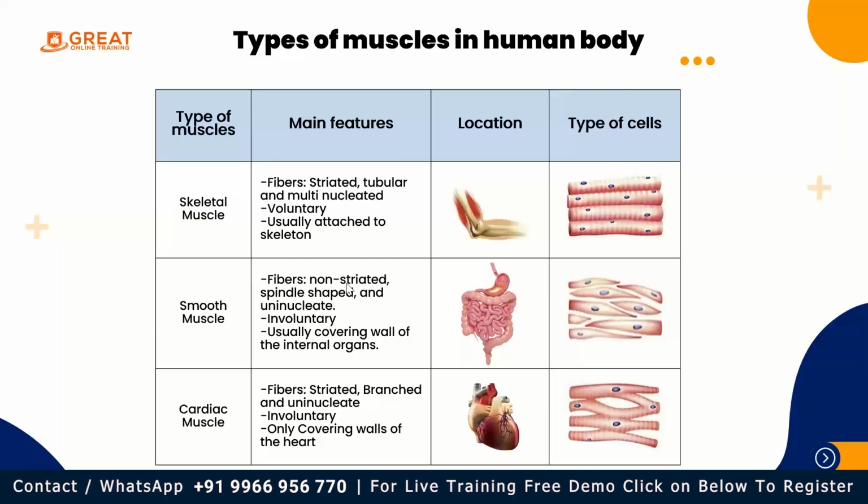Smooth muscles are non-striated, spindle shaped, and uninucleated. These are involuntary in function and usually cover the walls of internal organs. Whereas cardiac muscles are made up of striated, uninucleated, branched fibers, and these are also involuntary in function and only cover the walls of the heart.